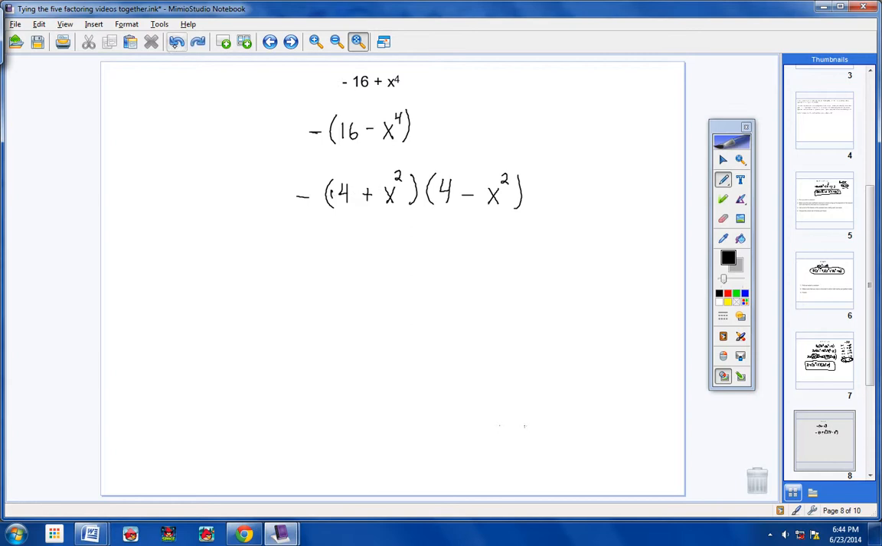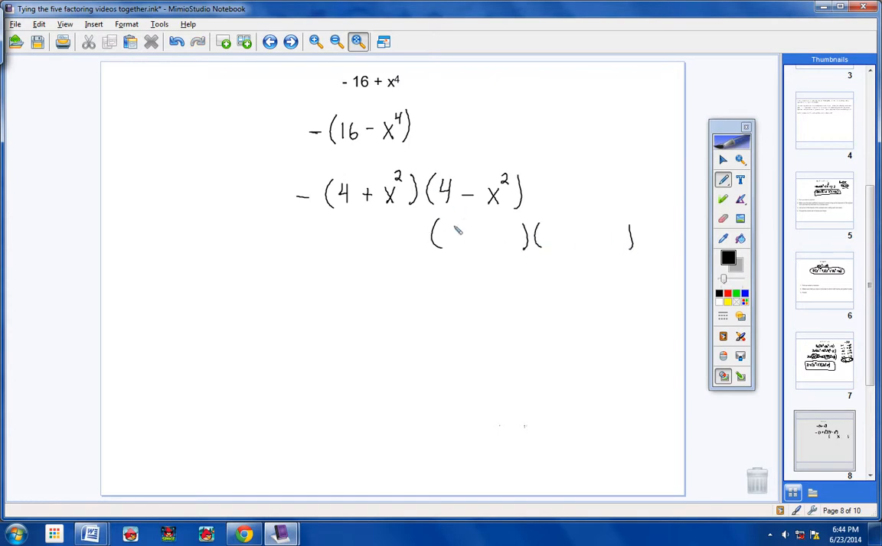But look at your second parenthesis, students. Look, do I know the square root of 4? Yes. Do I know the square root of x squared? Yes. They're both perfect squares. Is the first term positive? Yes. Is the second term negative? Yes. So you can factor this parentheses down into 2 more parentheses like this.